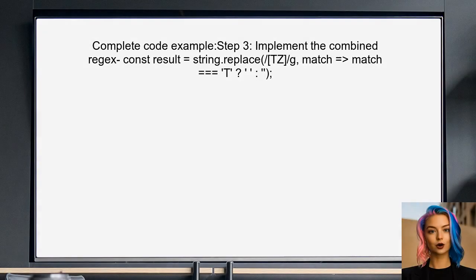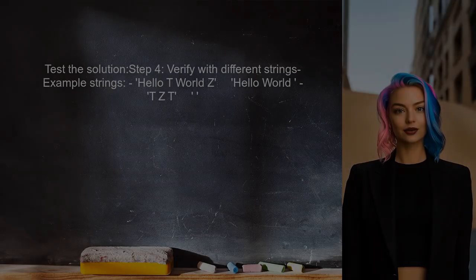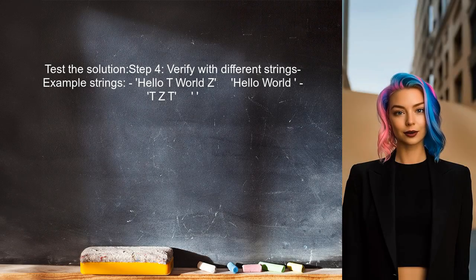Now let's look at the complete code. The user can implement the combined regex and the replacement function in one line. Finally, the user can test the solution with different strings to ensure it works as expected. This will help verify that T is replaced with a space and Z is removed.